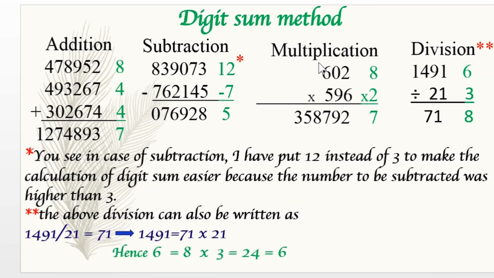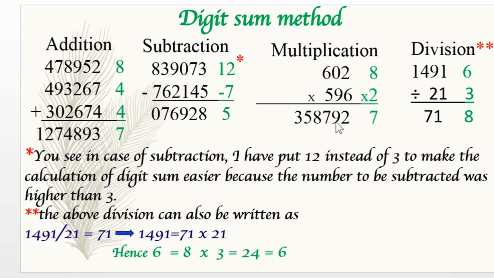Let's see the example of multiplication. Multiplying 602 with 596, we get this answer. And let's see what is the digit sum. 6 and 2 is 8, and 9 gone. 5 plus 6 is 11, 1 plus 1 is 2. Multiplying these 2, 8 into 2 is 16, and 1 plus 6 is 7. I should have this answer equal to 7.